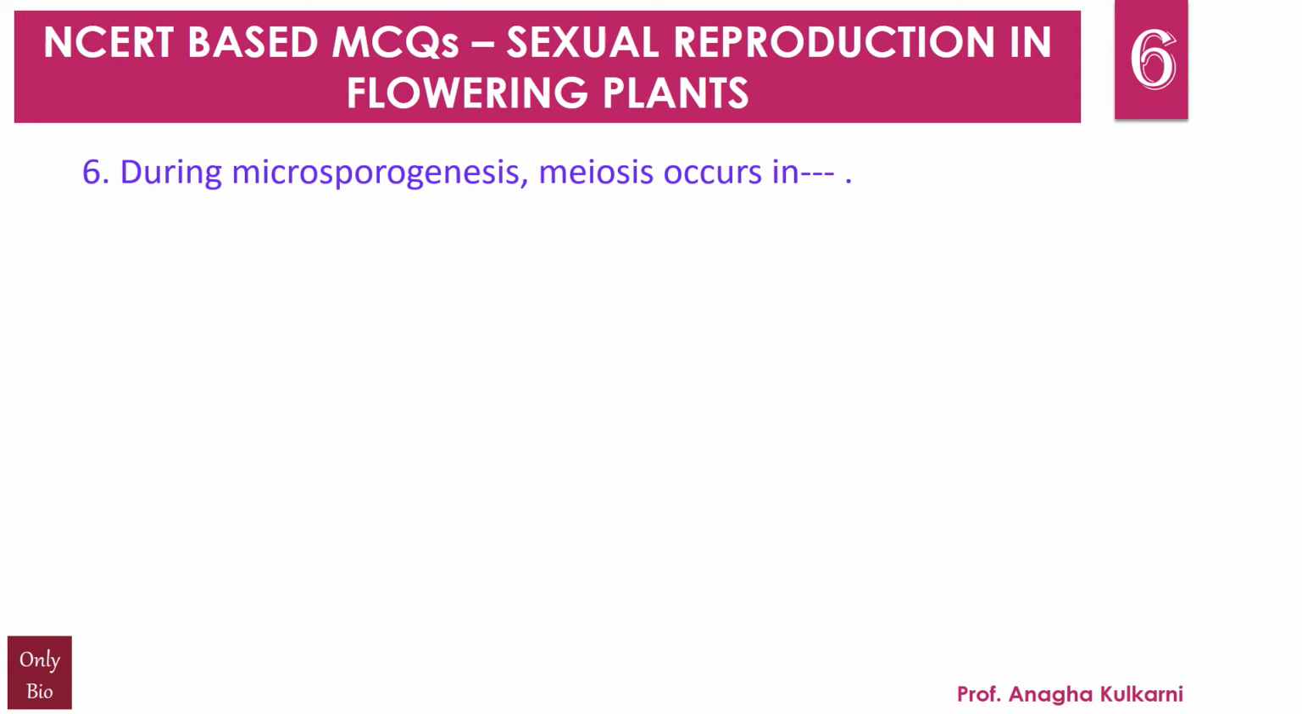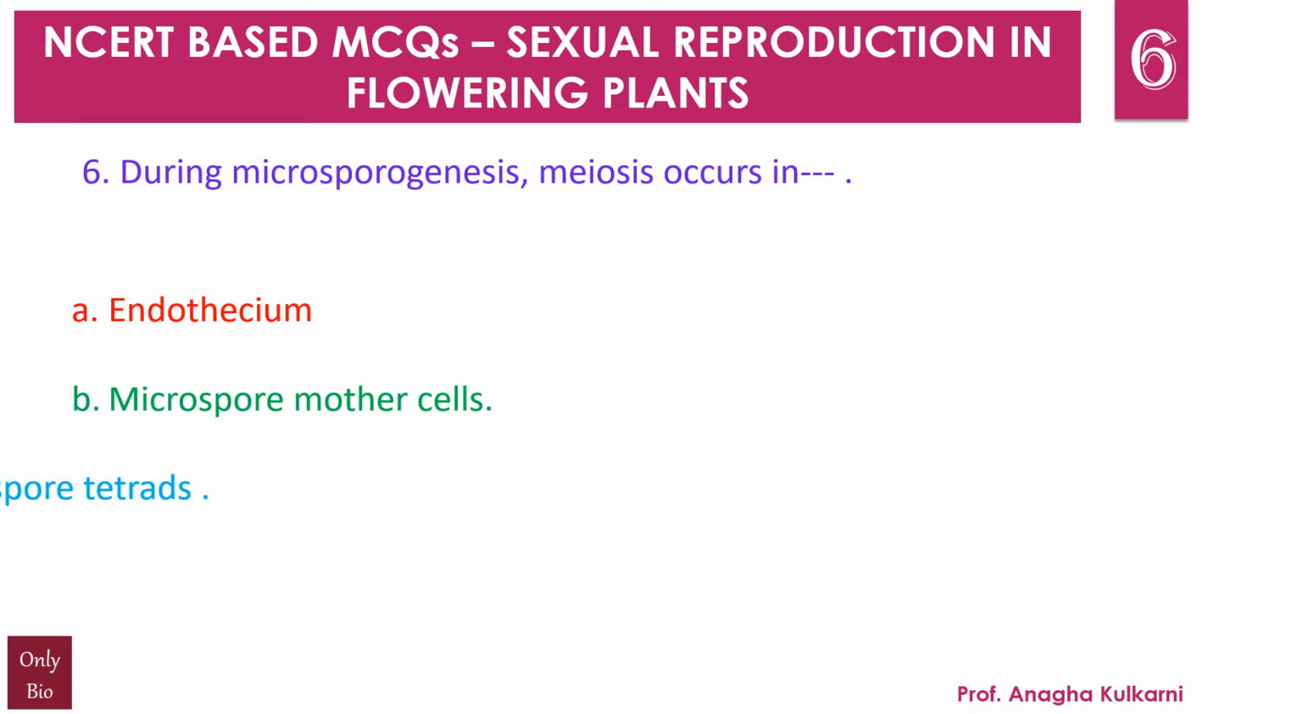Question number 6. During microsporogenesis, meiosis occurs in dash. A. Endothecium. B. Microspore mother cells. C. Microspore tetrads. D. Pollen grains. And the correct answer for this question is B. Microspore mother cells. So they undergo microsporogenesis and that results in the production of microspores.